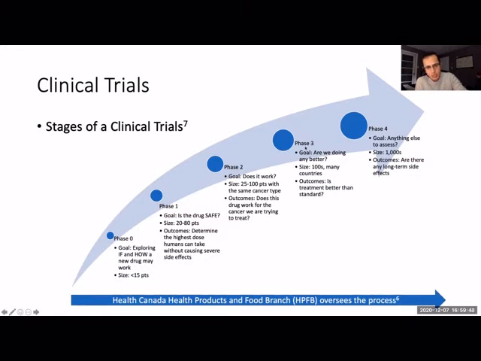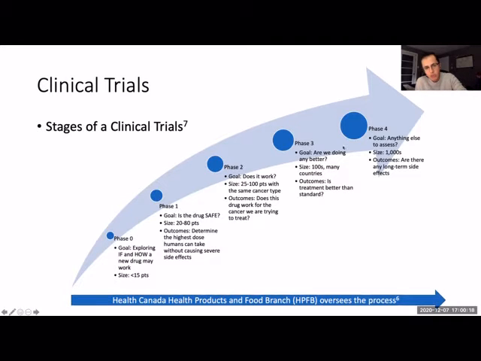As I said, the goal here is to see whether we're doing any better compared to the standard of care. So an example would be for a specific cancer, they might receive a specific type of chemo. We're going to see whether this new drug does better than the standard chemo that patients are given. The size can be in the hundreds, it can be in the thousands. It's usually much larger, and more often than not, you're going to involve many different countries. So these are usually international trials. And the outcomes are to see whether the treatment is better than the standard.